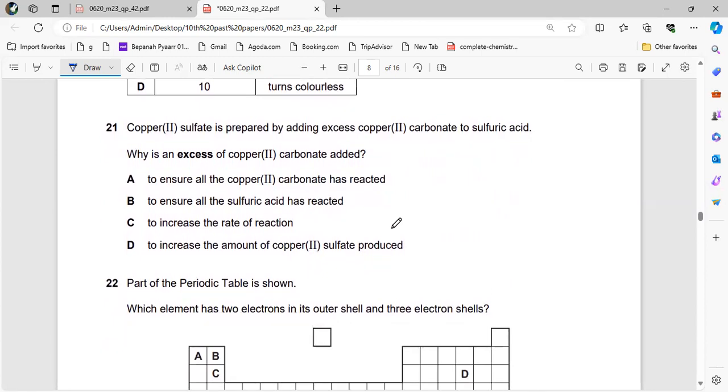Copper sulfate is prepared by adding excess copper carbonate to sulfuric acid. Why is an excess of copper carbonate added? While performing crystallization or making any salt, we add excess of this amount to ensure that all the acid has reacted properly. That is why option B is the correct option.